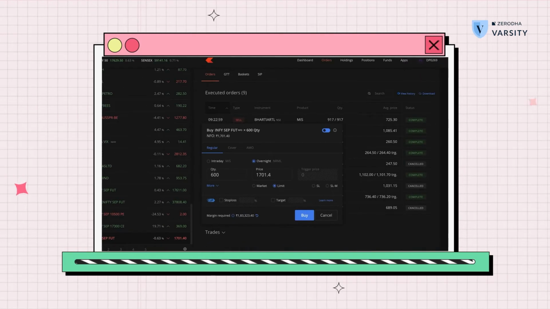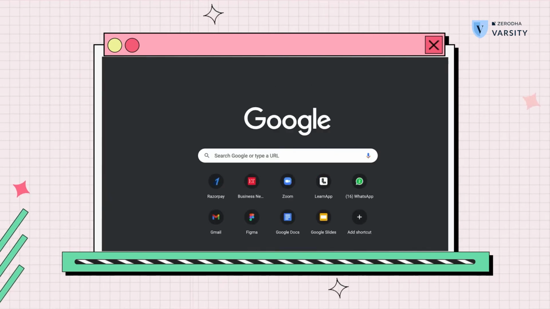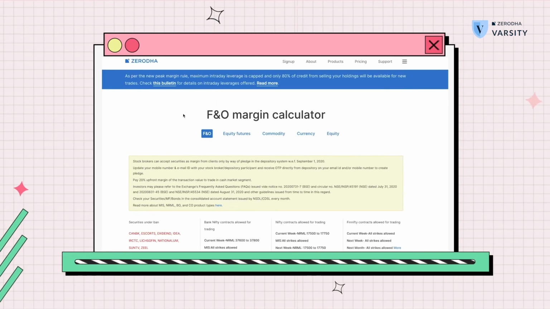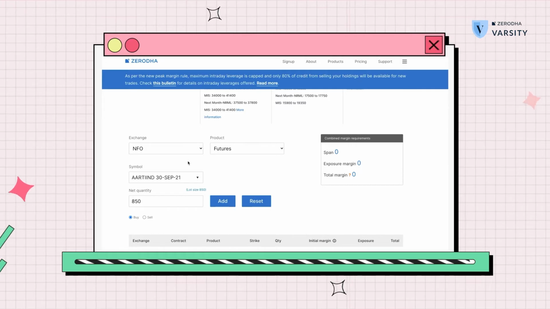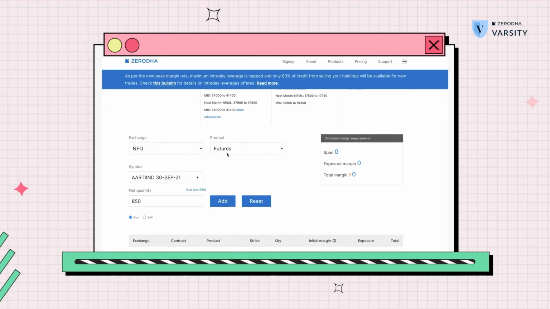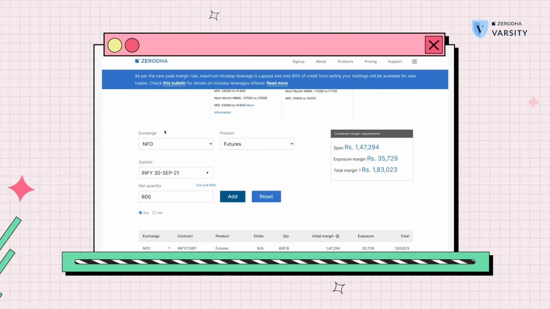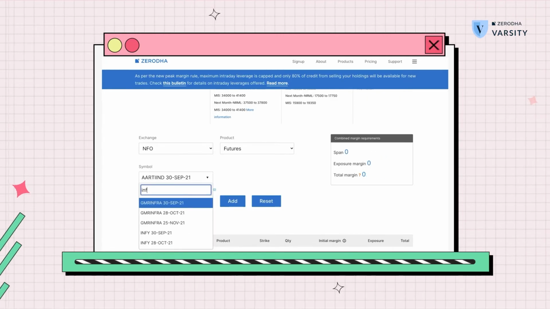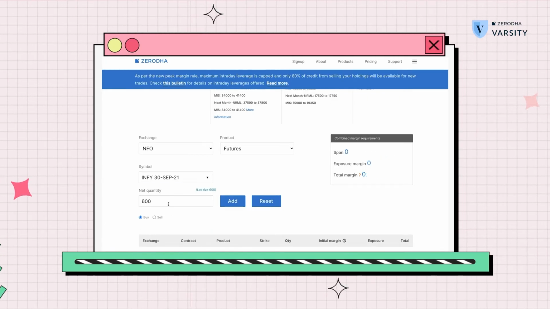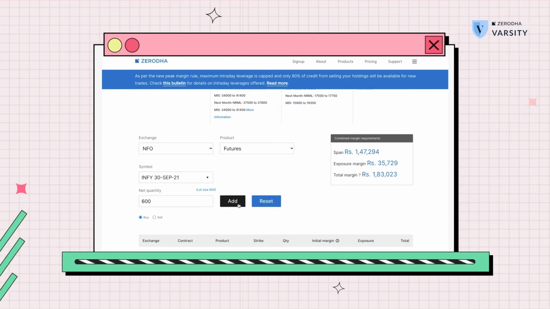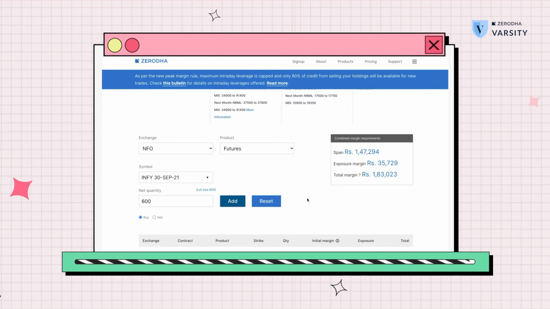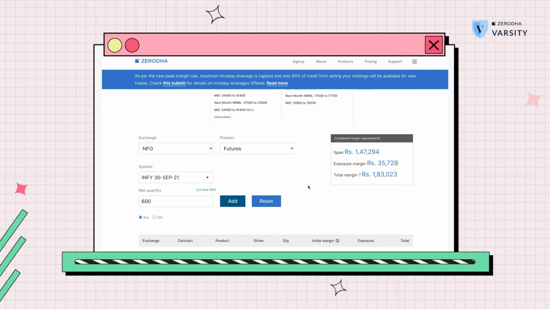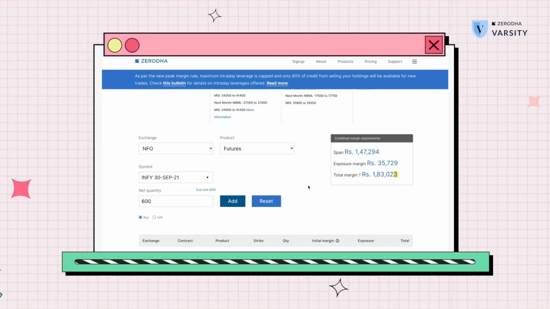And another way to actually find out margin is by just using the margin calculator. So I'll type margin calculator Zerodha on Google. And the first result over here will bring me to the calculator. Very simple to use. I'll choose Exchange NFO Product Futures, which actually means National Stock Exchange's Futures and Options segment. So I'll select NFO over here. And I'll change this to Infosys September. Quantity 600, and I'll add. You can see the split of margin. That's 1,47,000 for span, 35,000 for exposure, bringing us the total of 1,83,000 as your total margin.